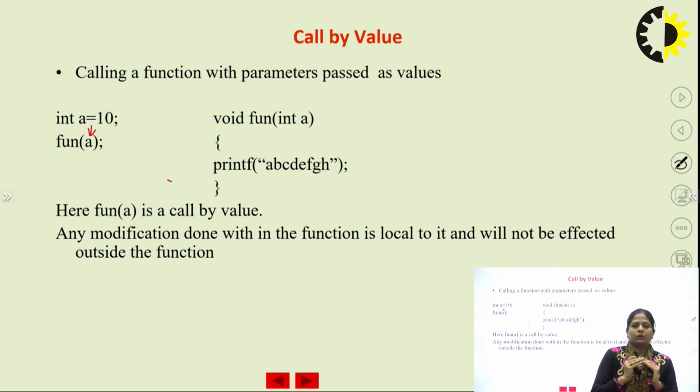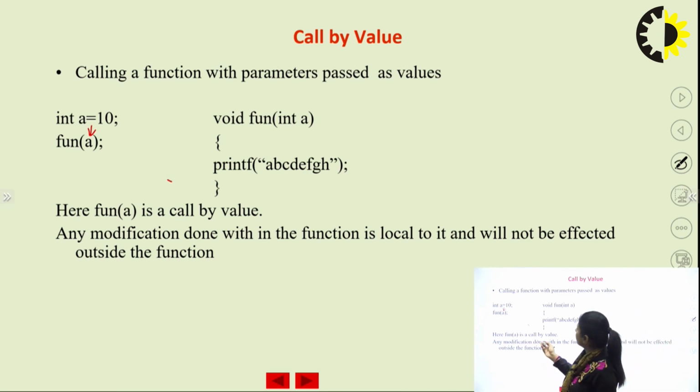The actual parameters and the formal parameters are individual, different variables. What we are doing is just passing a copy of the actual parameters to the formal parameters. The value will be copied into the formal parameters. So, here we have seen that we have created a function fun, and we are passing a parameter, that is a.